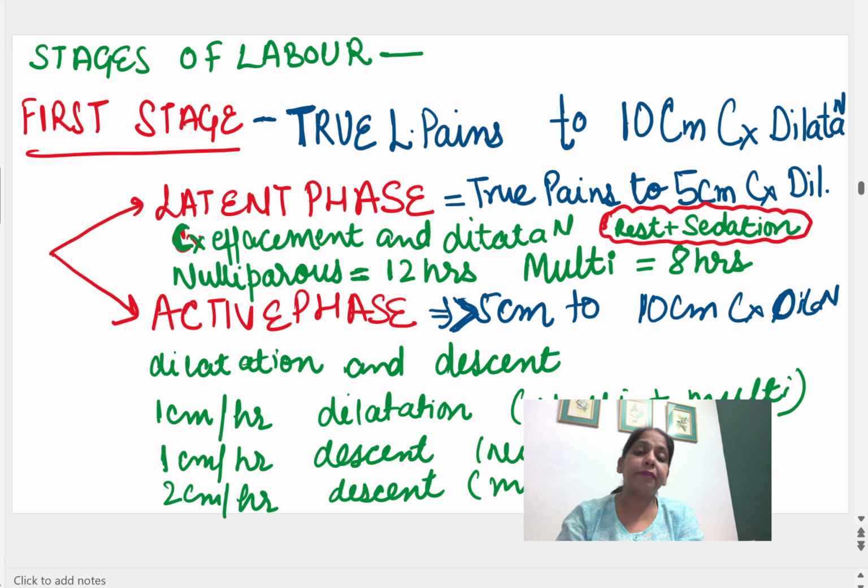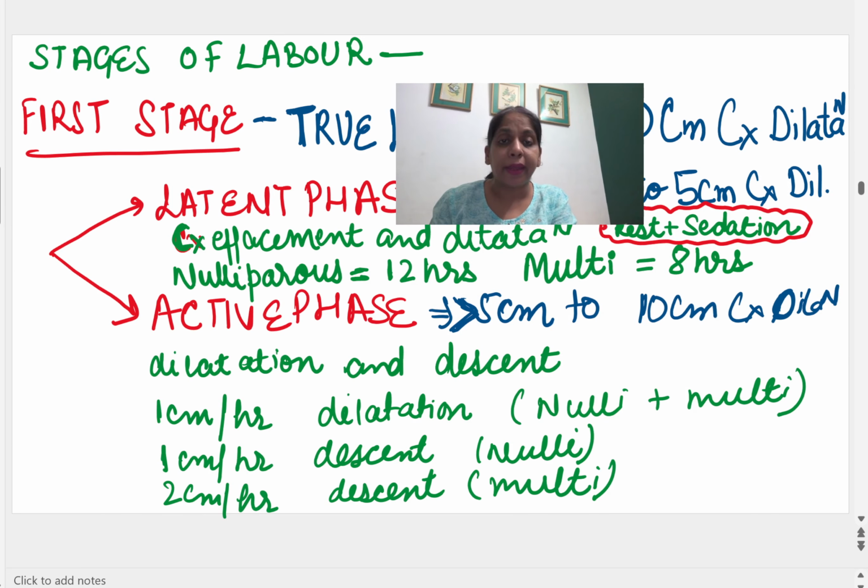The active phase is from more than 5 centimeter to 10 centimeter cervix dilatation. Here the dilatation occurs, and descent of the fetal head also occurs, so the station comes down. What is the speed of dilatation in both nulliparous and multiparous? It is 1 centimeter per hour. And what is the speed of descent? 1 centimeter per hour in the nulliparous, and in the multiparous it is 2 centimeter per hour.